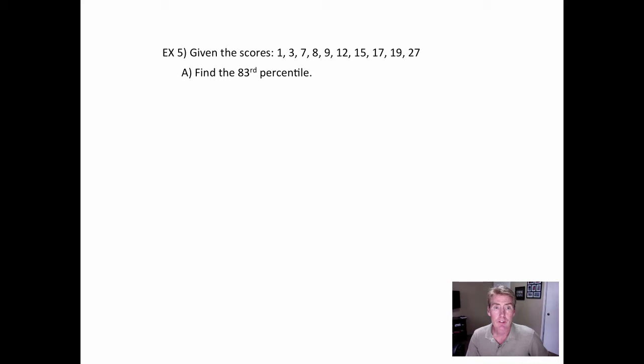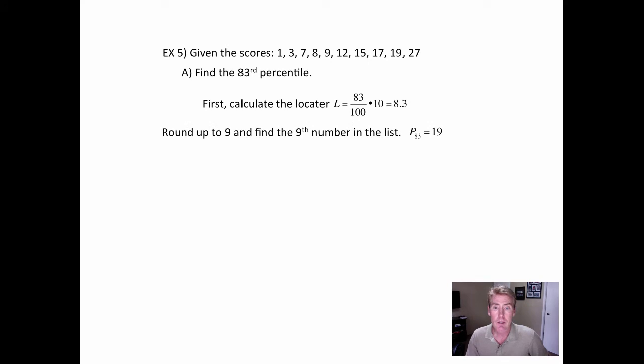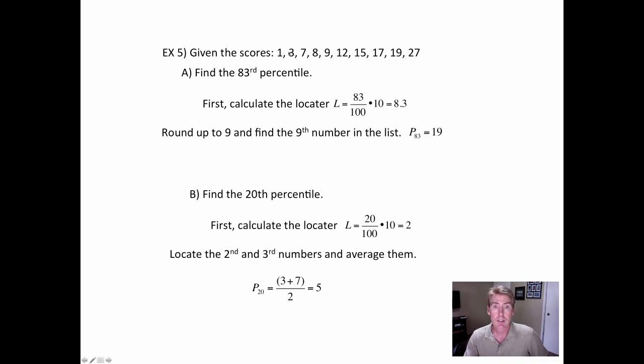Okay, now for a fun example, how about the 83rd percentile? You begin by changing that into a decimal, multiply by the sample size, and you get 8.3. Like I said, when this turns out to be a decimal, you round it up to a 9. So then you just look for the 9th number in the list. There it is. It's a 19. Find the 20th percentile. For this one, it turns out that it's a whole number, 2. So this is the case where you go to the 2nd number and the 3rd number and you average them. So the answer is going to be 5.